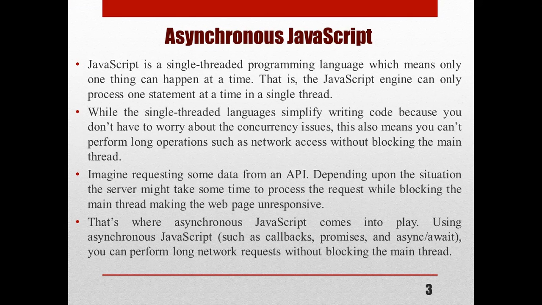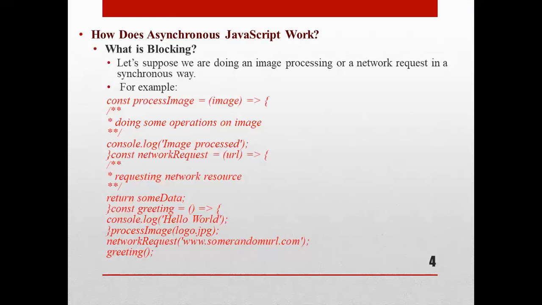Using asynchronous JavaScript, such as callbacks, promises and async and await instruction, we can perform long network requests without blocking the main thread. Here you can see an example of how asynchronous JavaScript works.